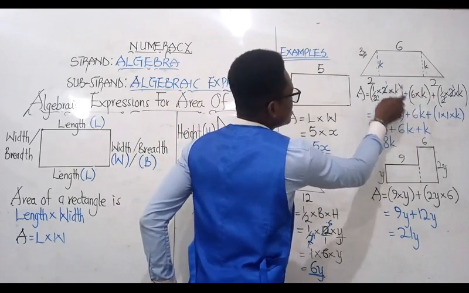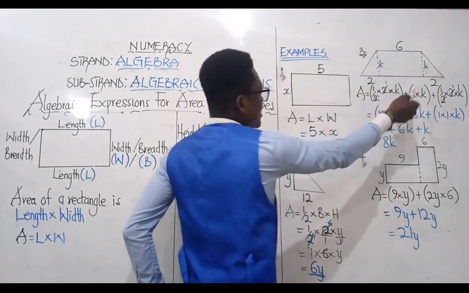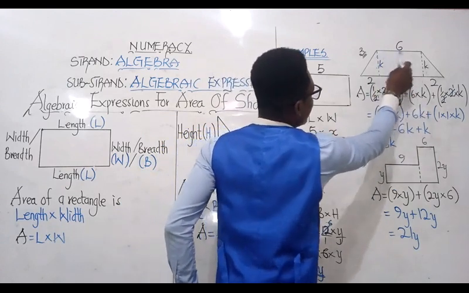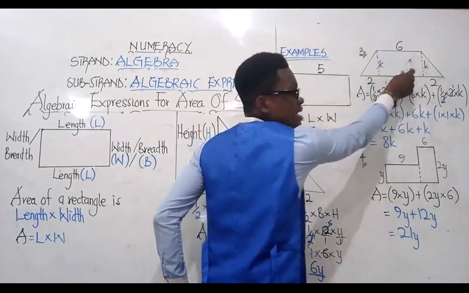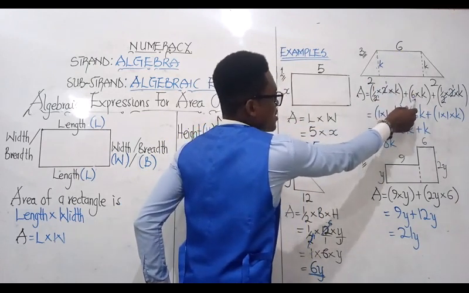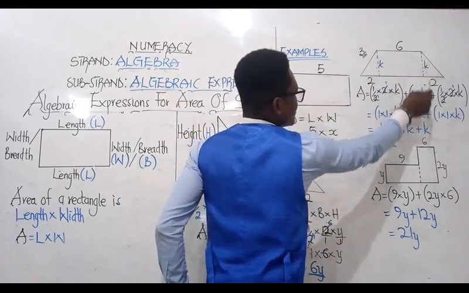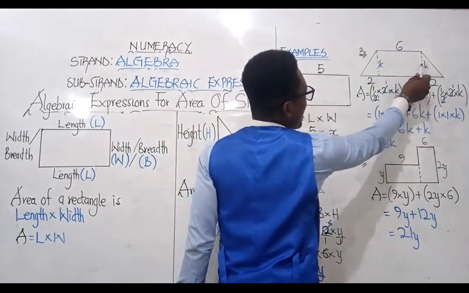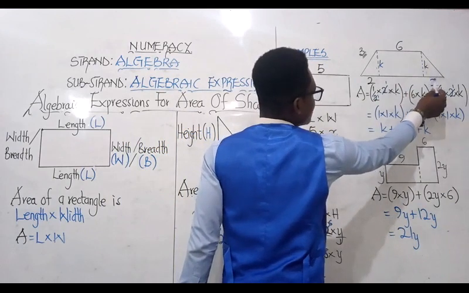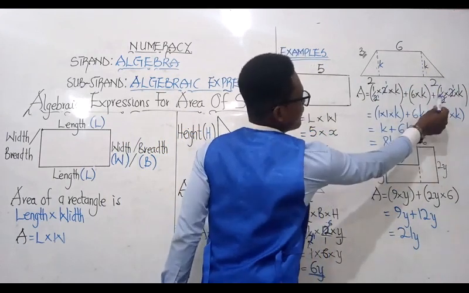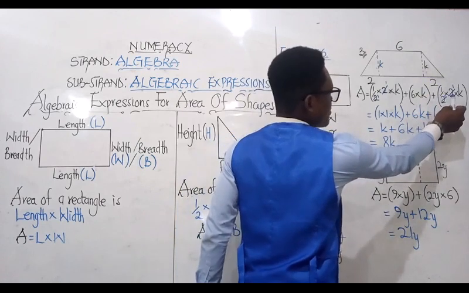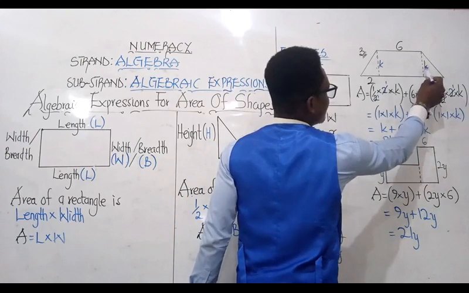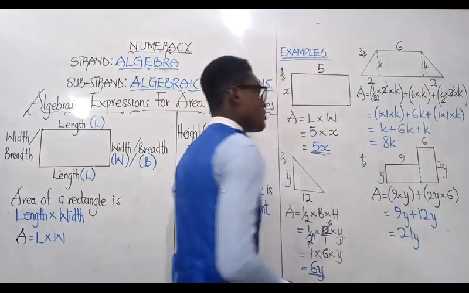So now the area of the rectangle is what? Length times width. So our length here is 6 times the width, which is k. Over here too, we have our height to be k and our base to be 2. So half times base times height. Our base here is 2 and our height here is k. So from there you simplify.